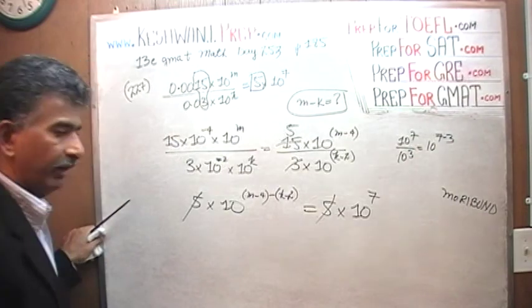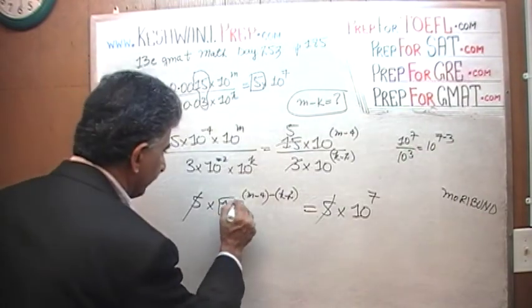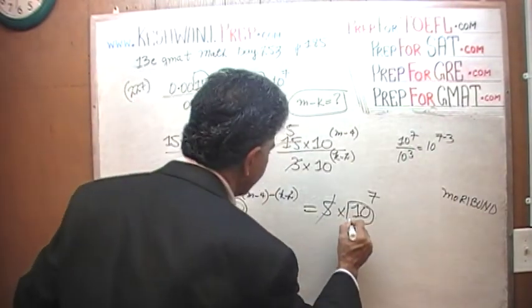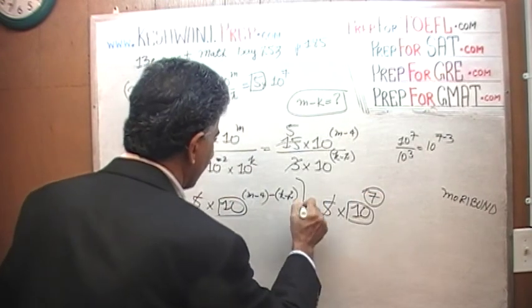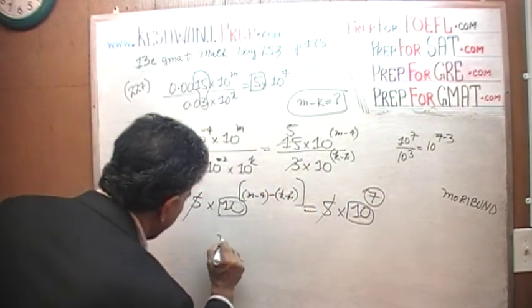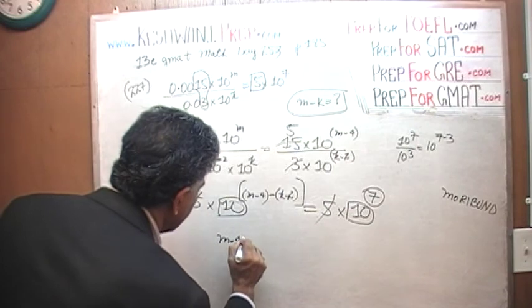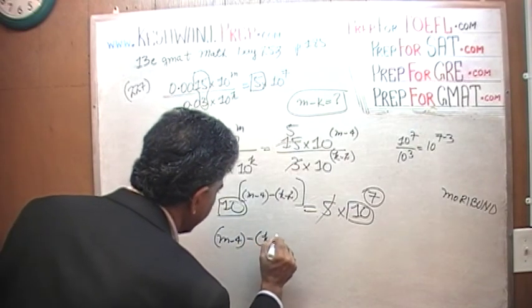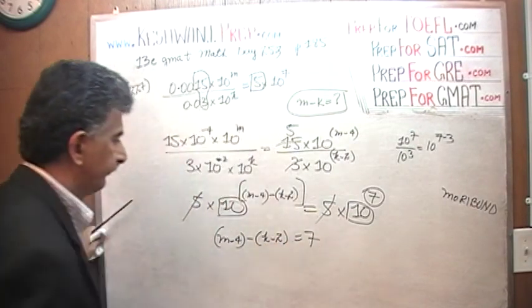So 5 plays no role. If you divide both sides by 5, it drops out. And now we have a base of 10 on this side, we have a base of 10 on this side, which means 7 must equal this quantity. M minus 4 minus k minus 2 must equal 7.